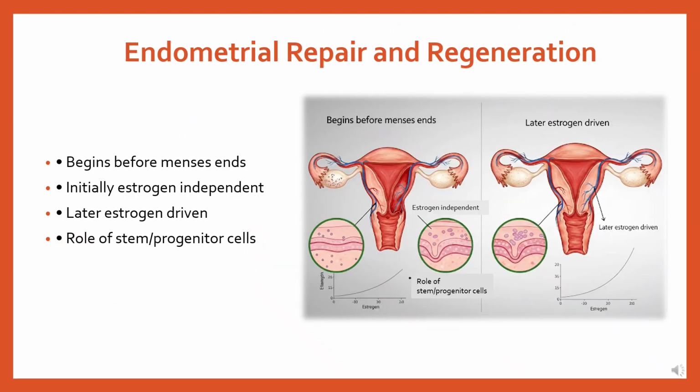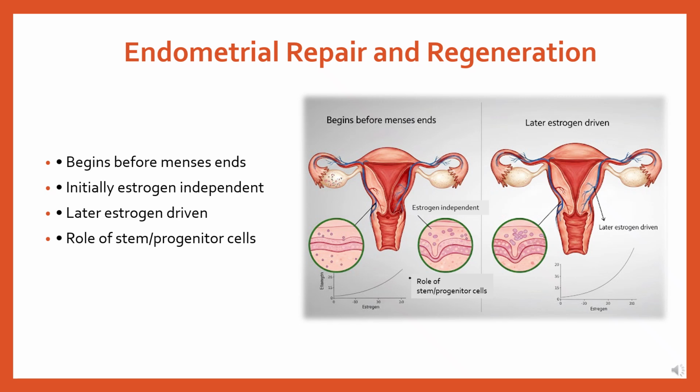Breakdown and repair occur simultaneously, which is why normal menstruation is self-limited and does not result in excessive blood loss. Initially, endometrial repair is estrogen independent. During this early phase, epithelial cells from the residual glands and basal layer migrate over the denuded surface. This process is driven by local growth factors, cytokines, and extracellular matrix interactions rather than systemic ovarian hormones.